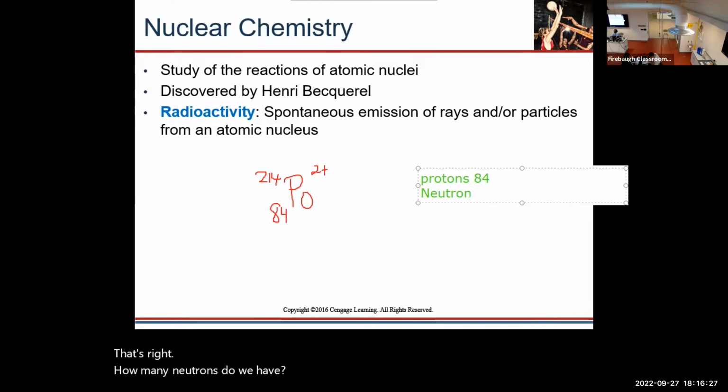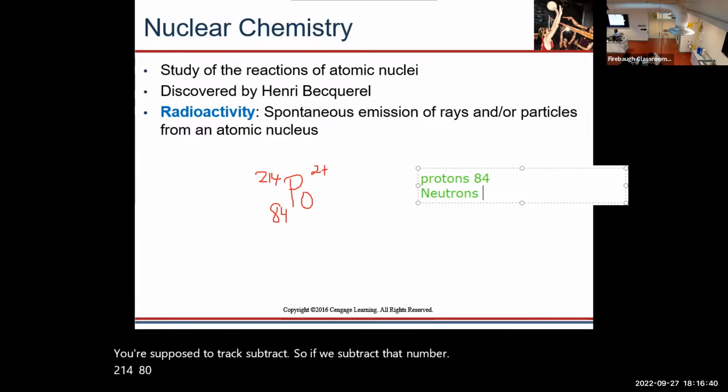Anybody want to give another answer? Neutrons. You're supposed to subtract that number. 214 minus 84. 130. Is that 130? Okay.